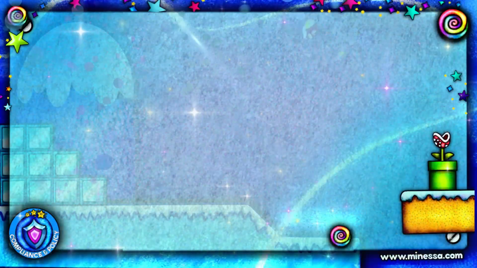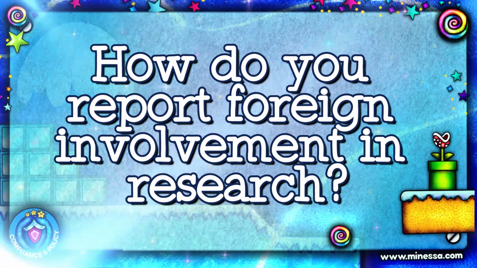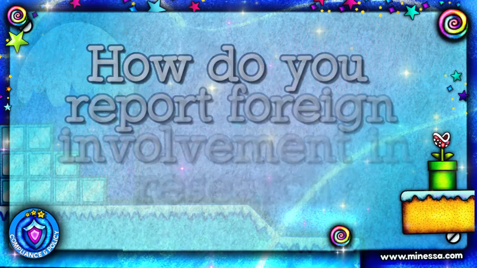So once you've figured out, okay, this is a foreign component, when do you report and how do you report? There are two different categories of foreign relationships related to NIH funding that need to be considered as to whether they meet the requirements for disclosure and then how they would be reported. The first is the foreign component, which is defined as a significant scientific element or segment of the project being performed outside of the US, which we've already been talking about.